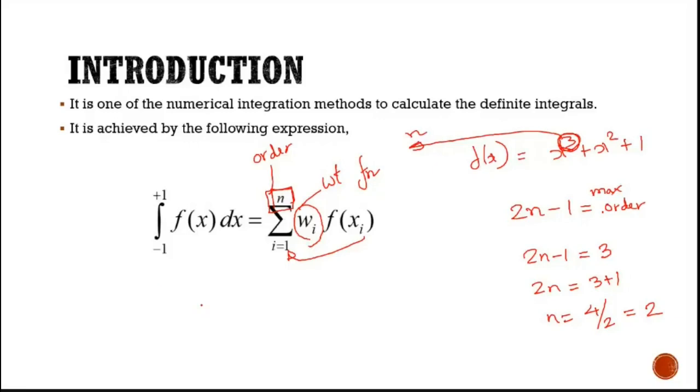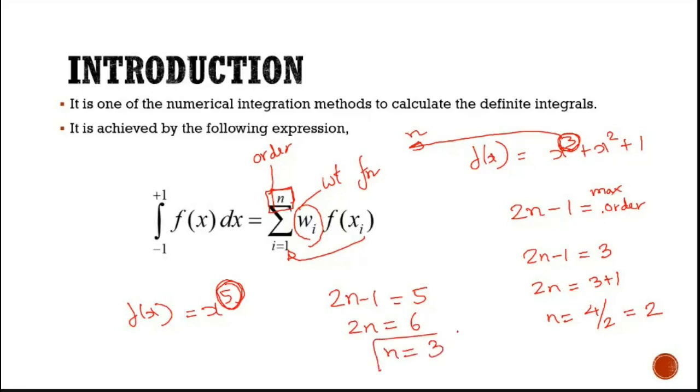Now, for example, if your order is x power 5, let me consider f of x is equal to x power 5. What is my order? If 5 is my order, I can say 2n minus 1 is equal to 5. In that case, 2n is equal to 6, so n is equal to 3. 6 by 2 is 3. So the n is purely related to the maximum order of your function.